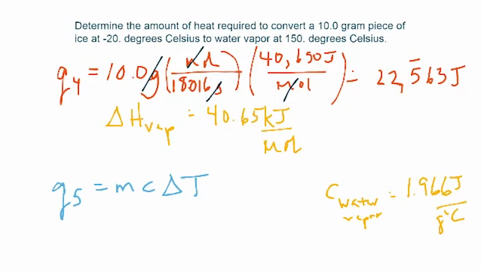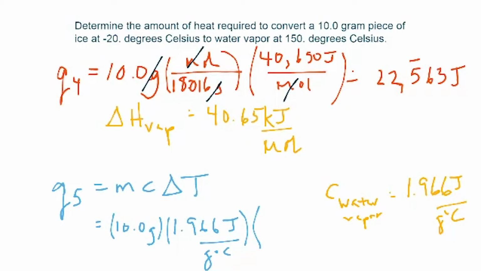Now we're ready to plug into our equation, our mass, 10 grams, our specific heat, 1.966 joules per gram degree Celsius. And what about delta T? Well, we started at 100 degrees Celsius after the water had been vaporized, and we're going to 150 degrees Celsius, so delta T is 50 degrees Celsius. And when we put this into our calculator, we get a value of 998 joules.